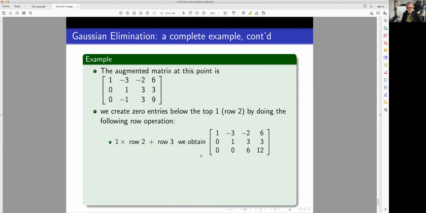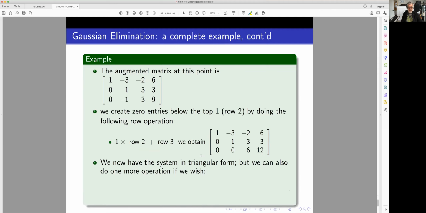Now there's one last operation that you can do if you wish. You see the last row, 0, 0, 6, 12. It's very tempting to multiply it by 1/6. You can do that, right? It's a legit elementary row operation, and obviously it is going to help us in our back substitution. So why not? Might as well do it.